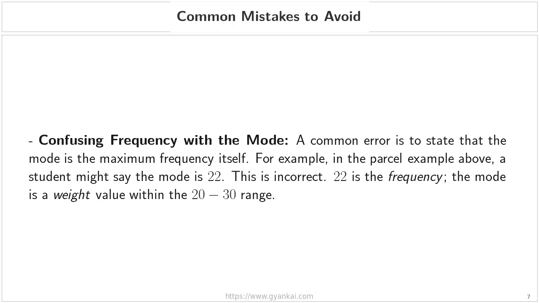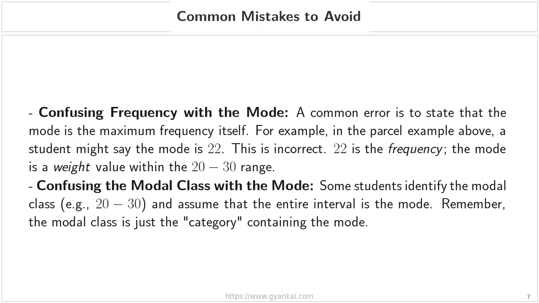Second, try not to confuse the modal class with the mode. It is easy to identify the modal class as the interval, such as 20 to 30, and then mistakenly assume that this entire range is the mode. As we discussed earlier, the modal class is merely the neighborhood or the category where the mode resides. The mode is a single, specific numerical value hidden within that interval.